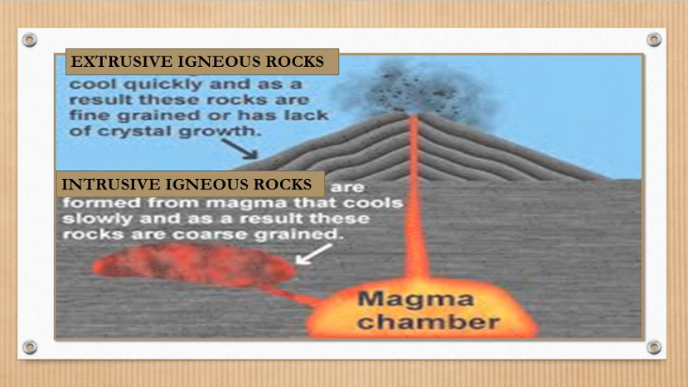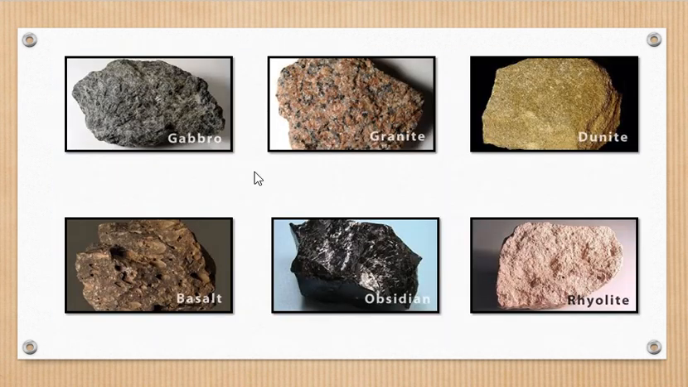Now, to show you some examples, we have here pictures of igneous rocks. We have gabbro, granite, diorite, rhyolite, obsidian, and basalt. Mostly, these forms of igneous rocks are intrusive, but this type is an extrusive. Again, what's the difference between intrusive igneous rocks and extrusive igneous rocks?